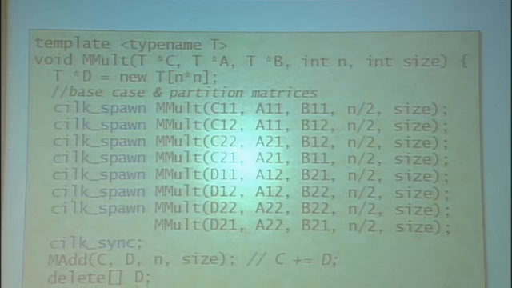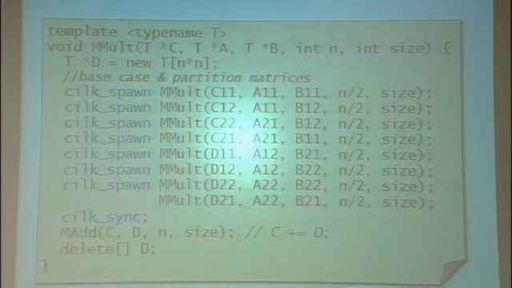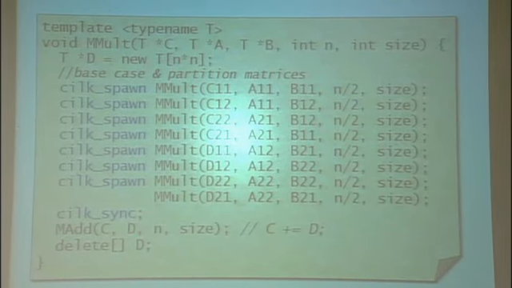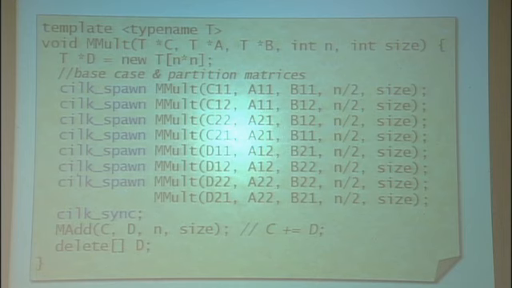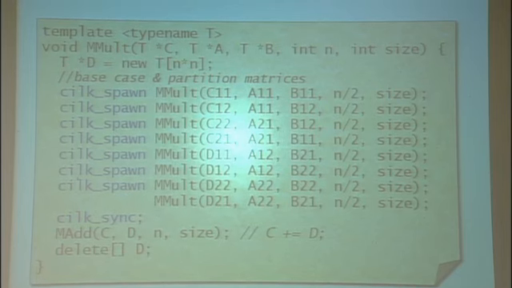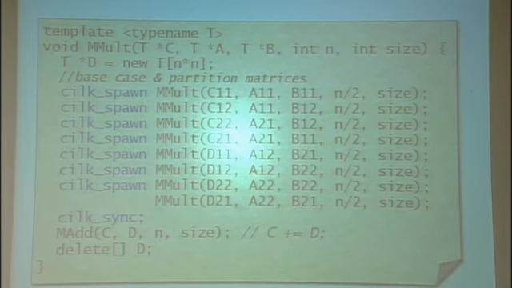Okay, and that using the temporary. And then we're going to sync after we get all that parallel work done, and then we're going to add D into C. And then we'll delete D because we allocated it up here. Okay, so everybody understand the code? Okay, so we're doing this, it's just we're going to do it in parallel.